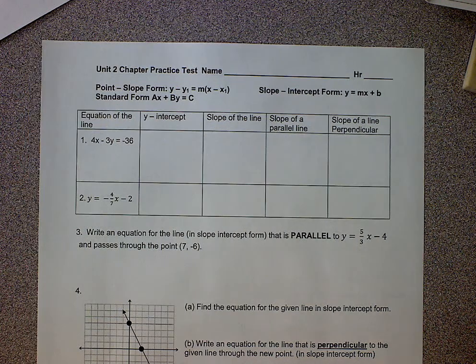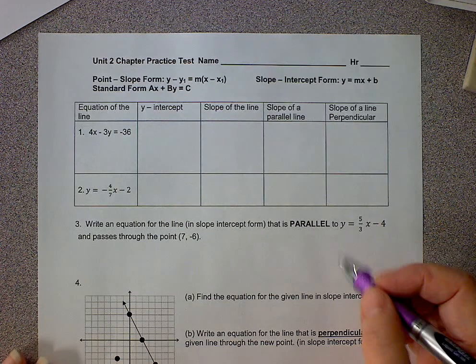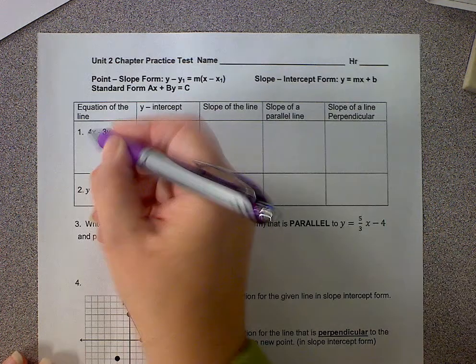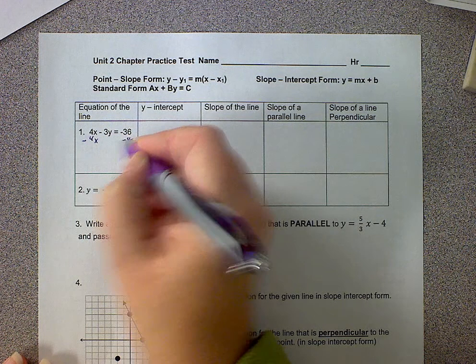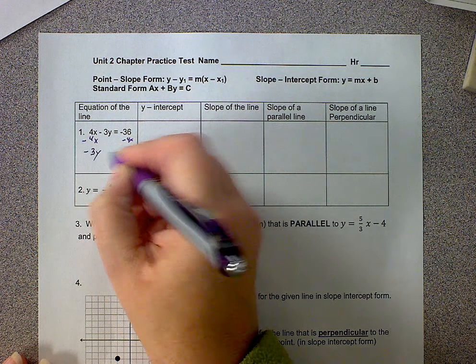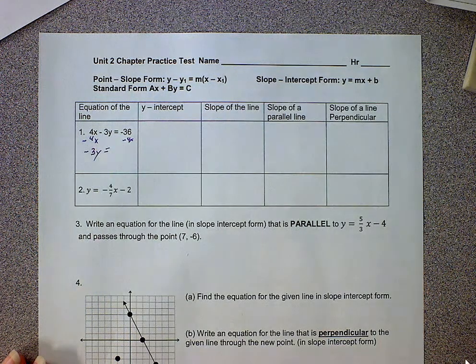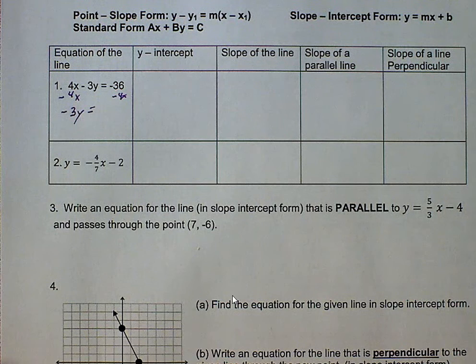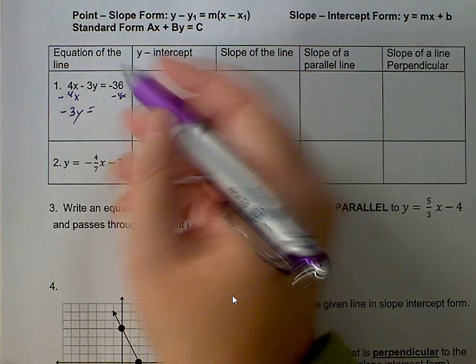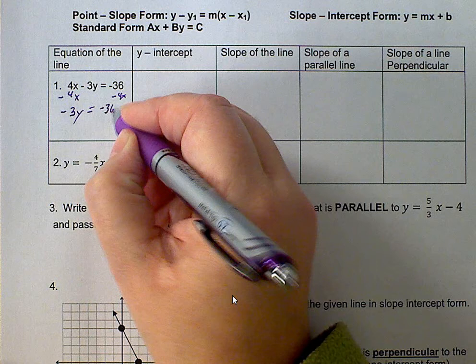Okay, so what's my first step? So I'm going to minus 4x from both sides. And I have a negative 3y is equal to a negative 36 minus my 4x.